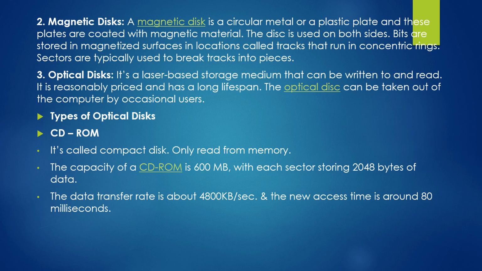So, types of optical disc. The first one is CD-ROM. It is called compact disc read-only memory. The capacity of CD-ROM is 600 MB with each sector storing 2048 bytes of data. The data transfer rate is about 4800 KB per second and the access time is around 80 milliseconds.